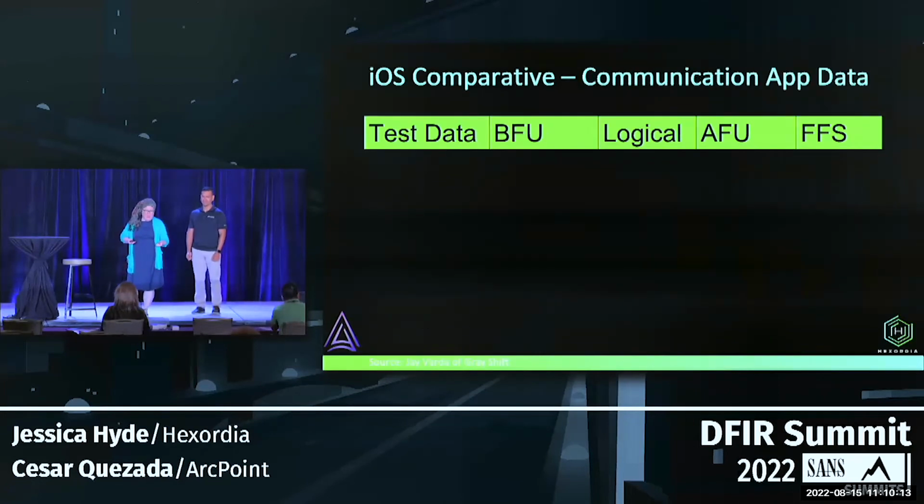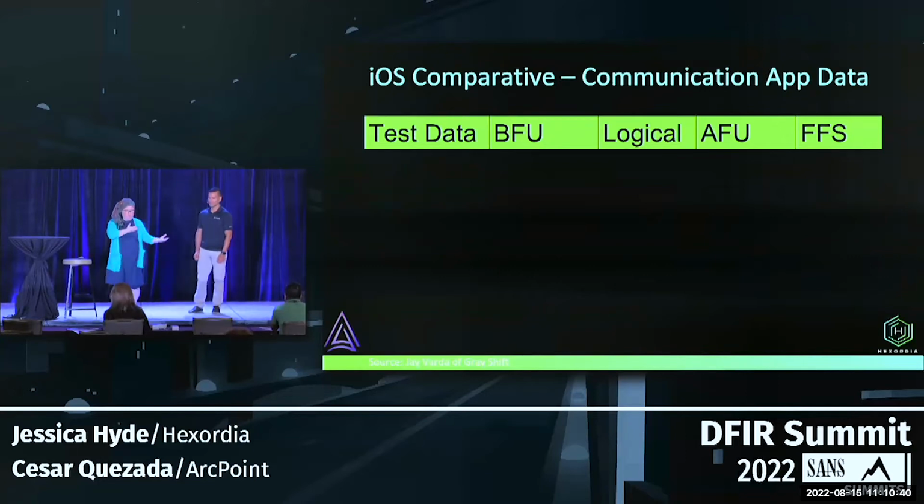So like when we talk about communication app data, a Snapchat, for example, you can get some of the data in BFU and not in logical, but you'll get it in AFU and full file system. So between BFU and logical, what you get is going to vary. The TLDR on this is your strongest extraction is going to be your full file system every single time, but you can get so much data from AFU.